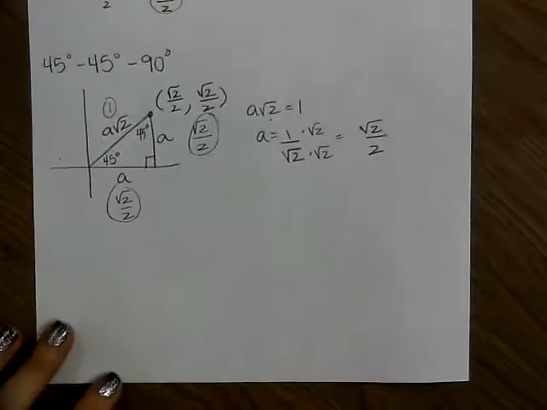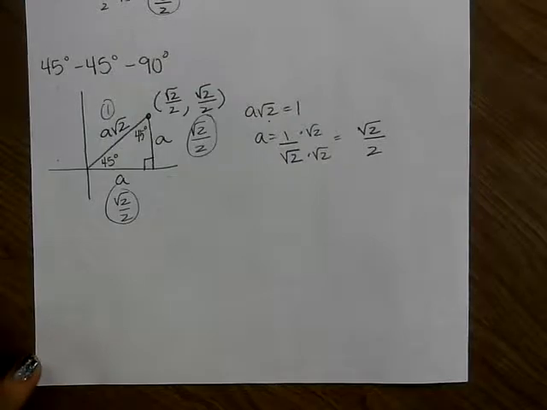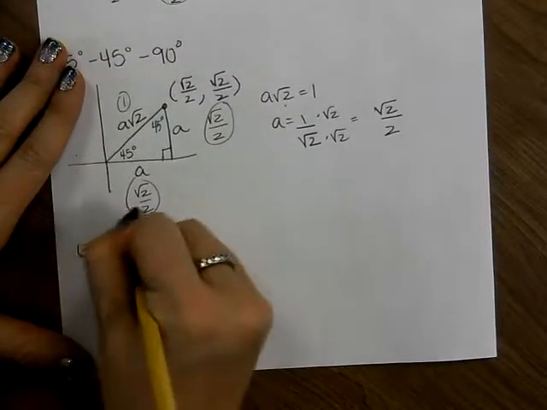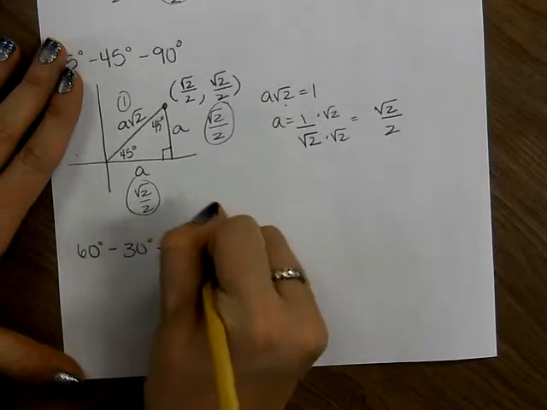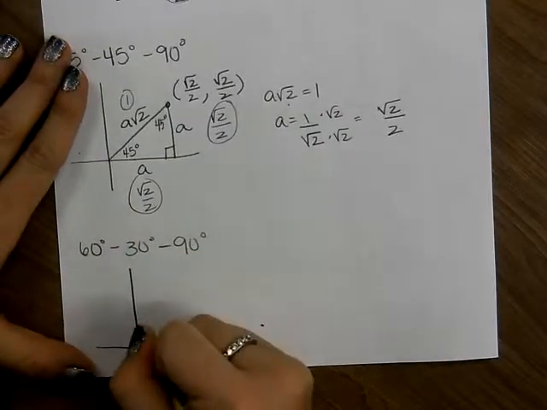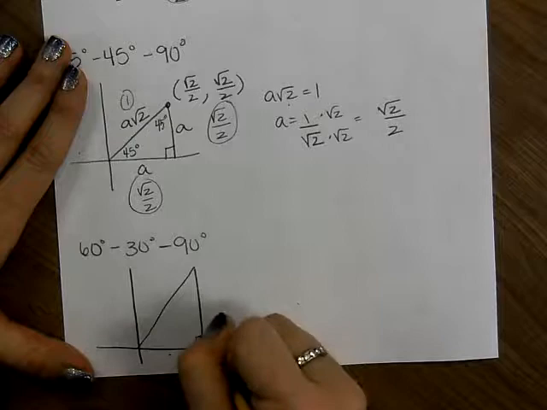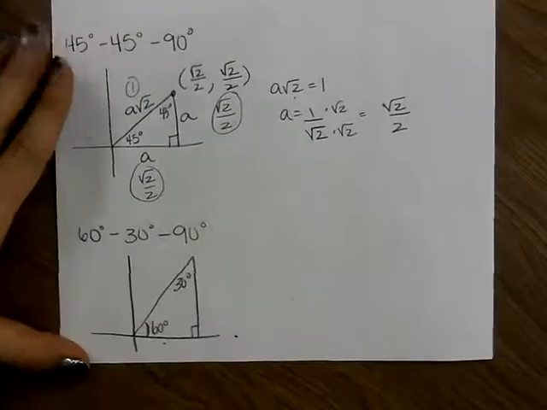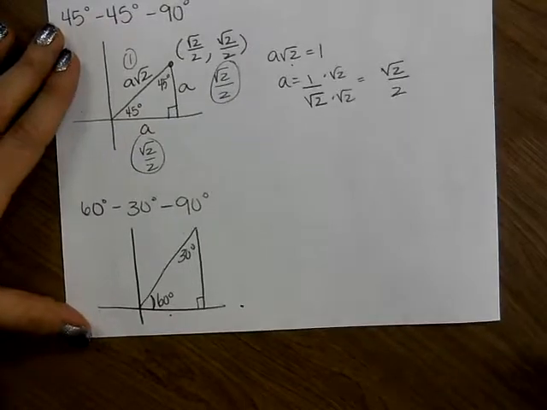There's one more triangle we have to talk about. And you might be thinking right now, there's no other special right triangle that exists, and you would be right. But now we're just going to look at a different orientation. So 60, 30, 90 triangle this time. So this time at the origin, we have that angle of 60 degrees, which makes this angle 30 degrees. It's still a 30, 60, 90 triangle.